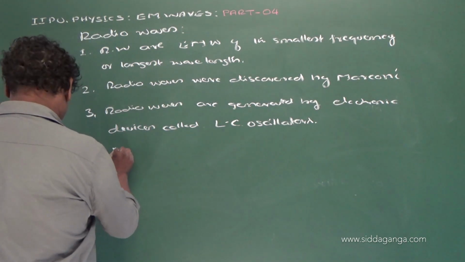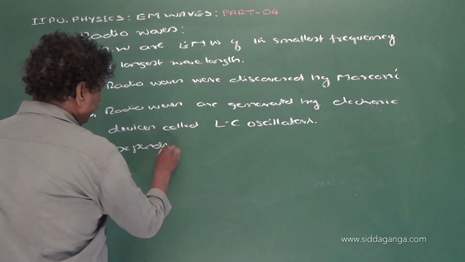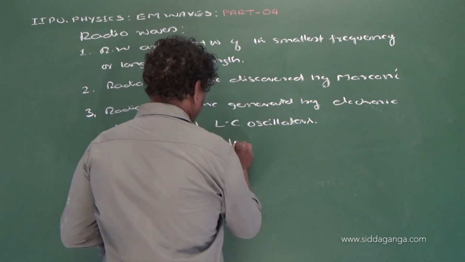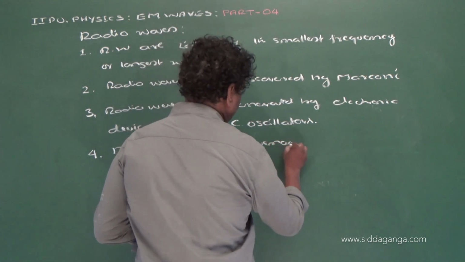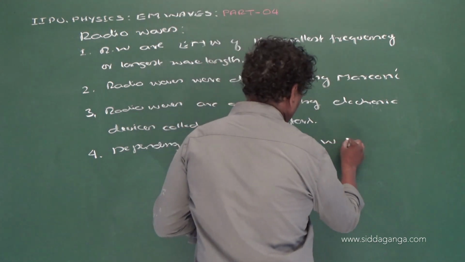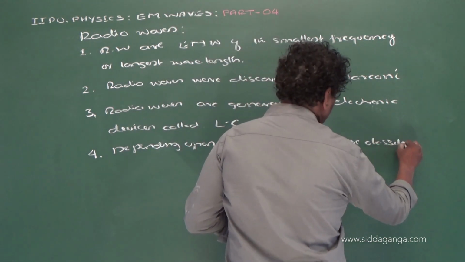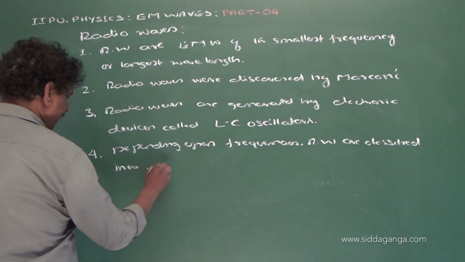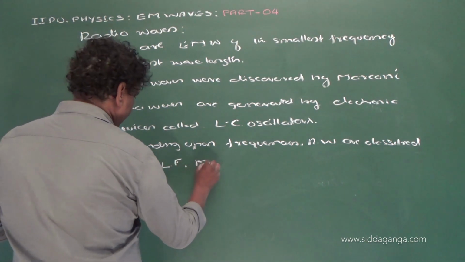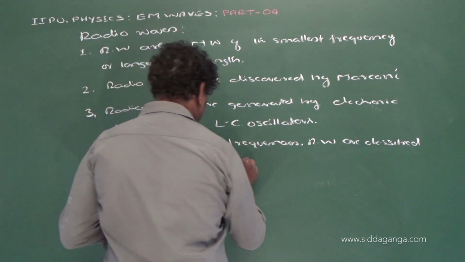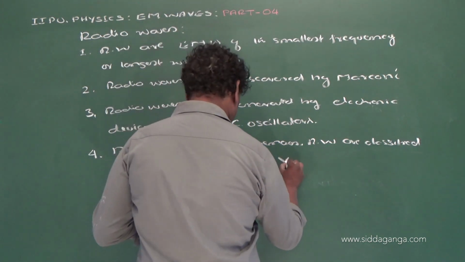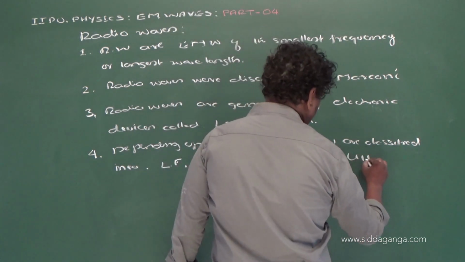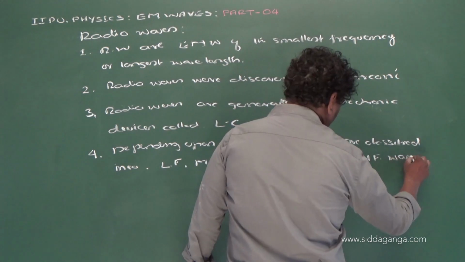Fourth one, depending upon frequencies, radio waves are classified into LF, MF, HF, VHF and UHF waves.